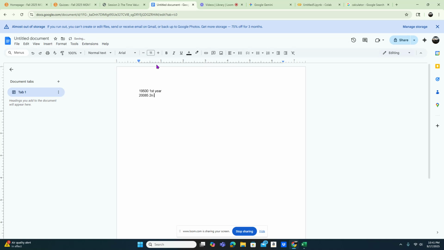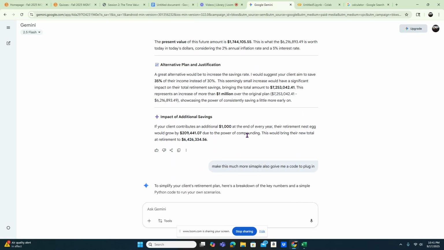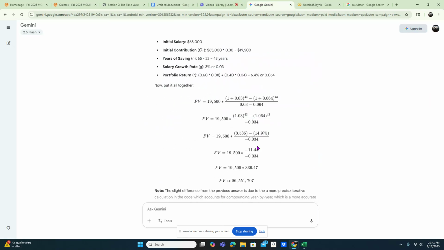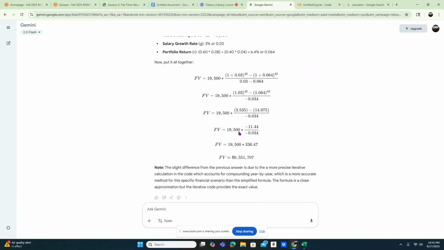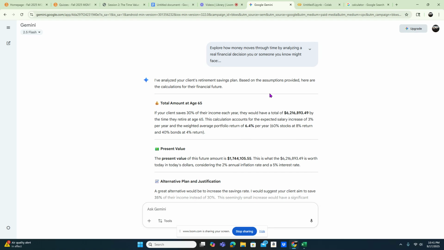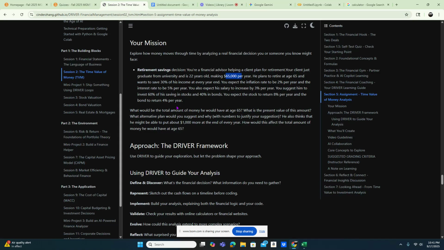Now I'm not going to sit here and do every single year, so I'll have an equation for it. This is the equation that you would use in order to find it. Right here, it shows you all the interest over the 43 years, and that's it. After that, let's answer the first question, which is, what would be the total amount by age 65?